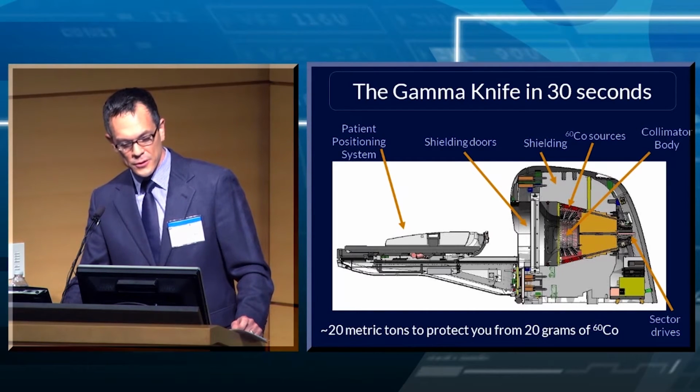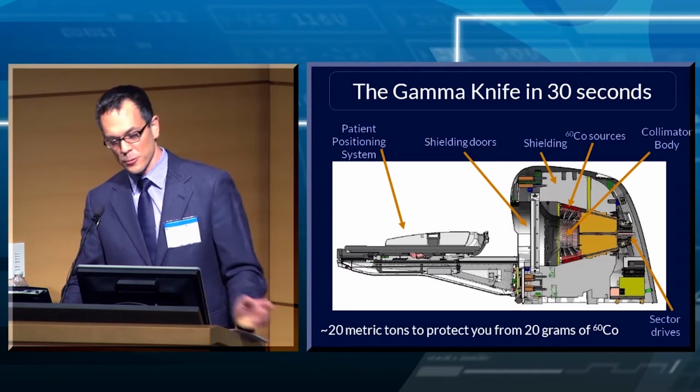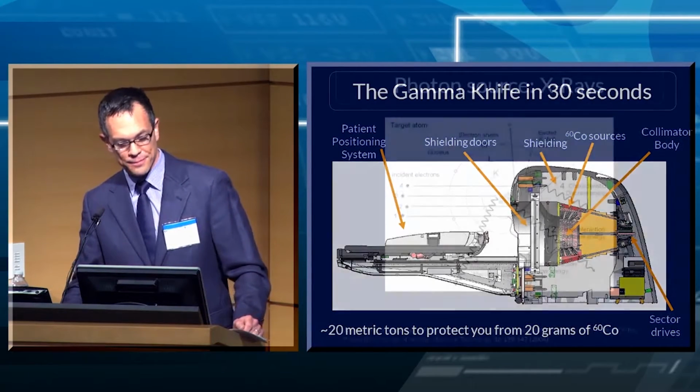And then there's some shielding doors and a positioning system that moves the patient so that the target of interest is at the focus of all the beams. So that's how a Gamma Knife works, pretty simple.